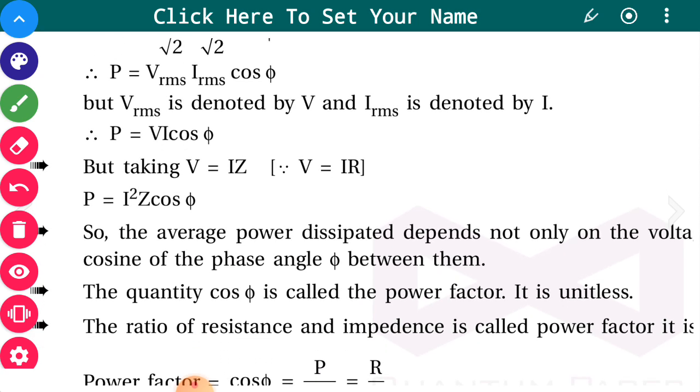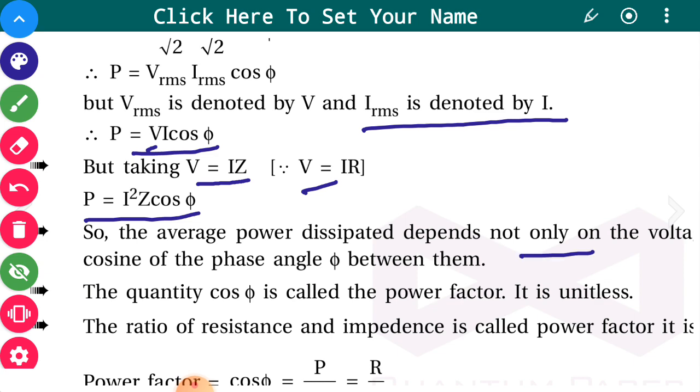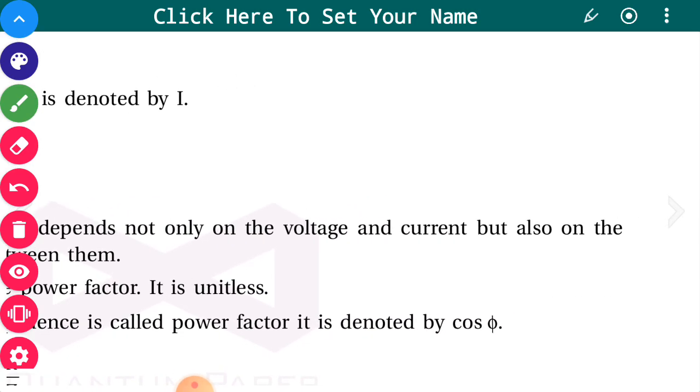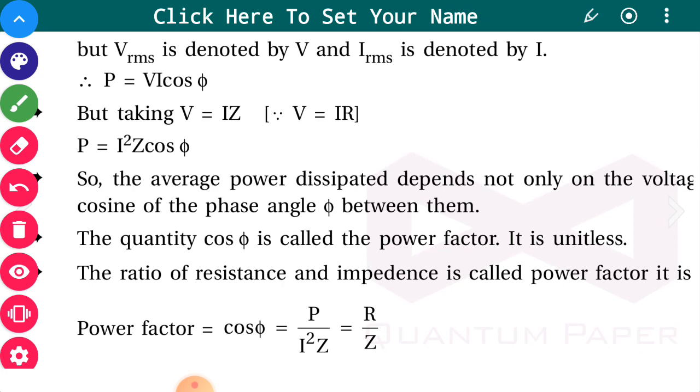Vrms is denoted by capital V in our textbook, and Irms is denoted by I, so it becomes V I cos phi. Now as you know, V is equal to I into R, so here in the LCR circuit it is impedance, so V is equal to I into Z. So instead of V, if you write I Z, then it becomes I square Z cos phi. So the average power dissipated depends not only on the voltage and the current, but also on the cosine of the phase angle phi between them.